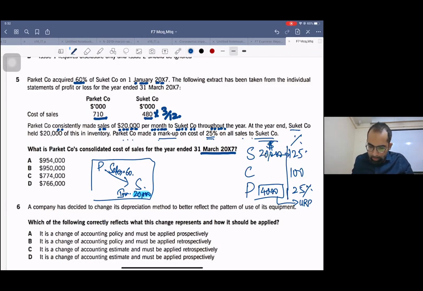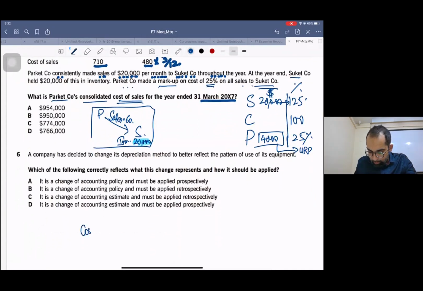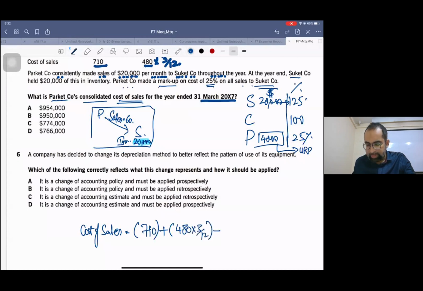Now listen. Let me do it for you. What is the requirement? What is the Parquet company's consolidated cost of sales? For P company, we'll write the complete cost of sales. For S company, as we acquired on 1st January, but the year end is 31st March, so only 3 months. So we'll do S company things 3 upon 12. For the parent company, it's 710 plus 480 times 3 upon 12 less, what is this? After acquisition, the sales was 60, so sales will be subtracted, and then URP is 4. So here you have the complete answer.